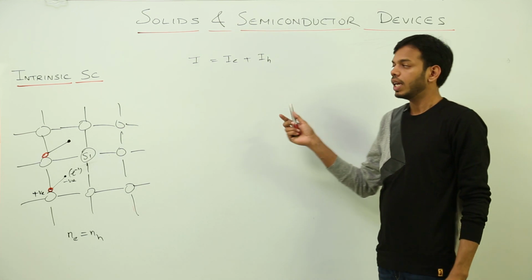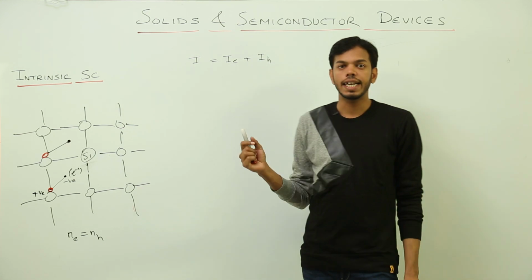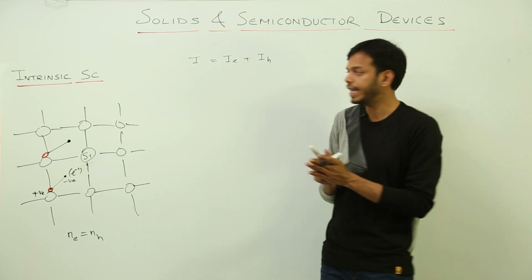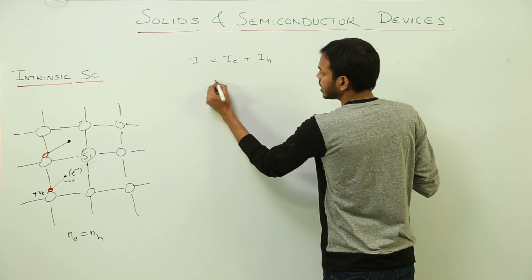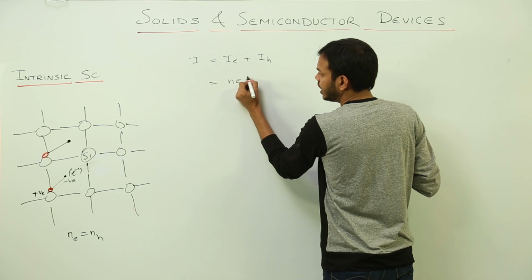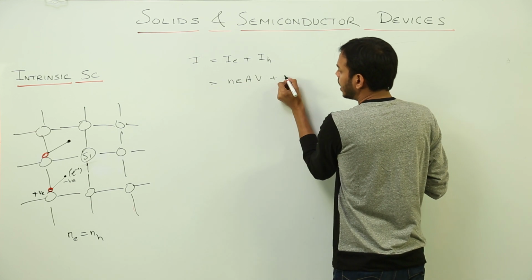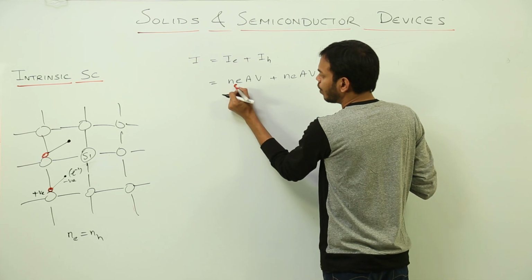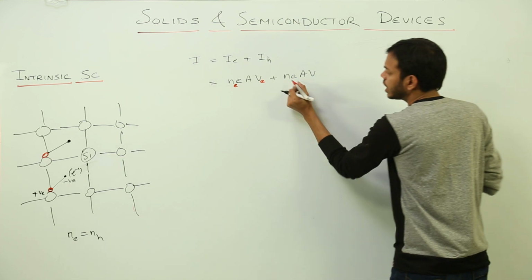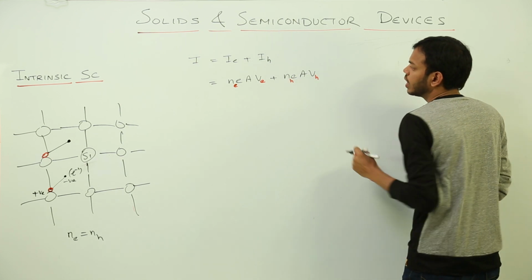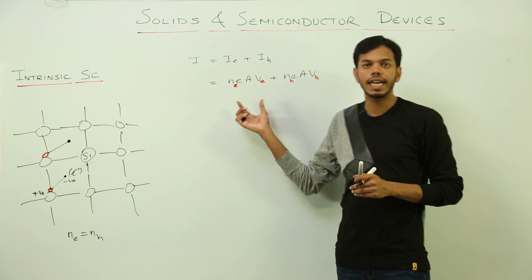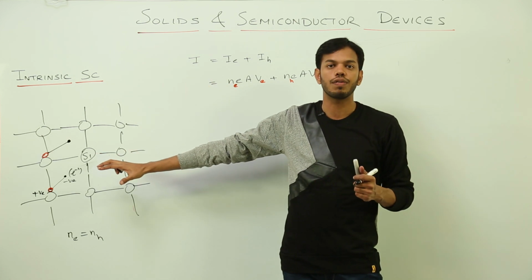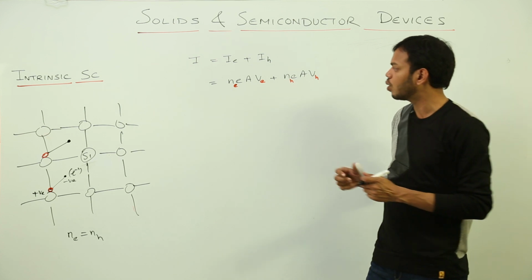This is clear? Now we have studied a formula of current in terms of drift velocity, which is I equal to NEAVD, right? So converting these two things, NEAVD plus NEAVD, right? This is charge density of electron, drift velocity of electron. This is charge density of hole and drift velocity of hole. This is just to make you clear that these are two different types of current. So in a semiconductor we have two different sets of current, which is electron current and hole current.